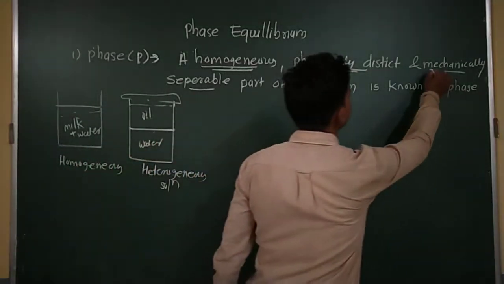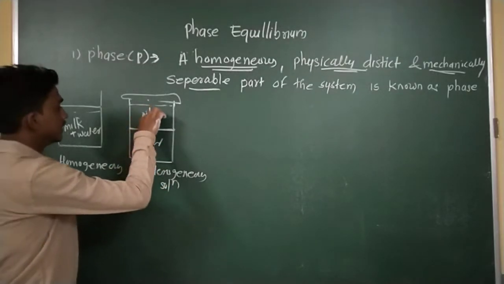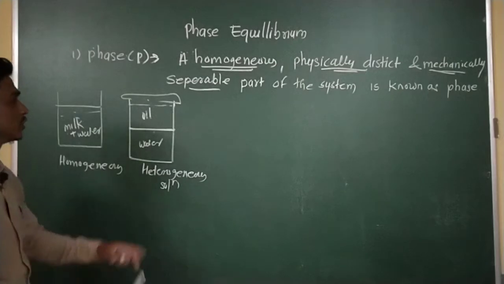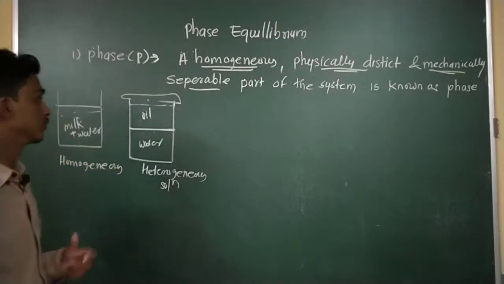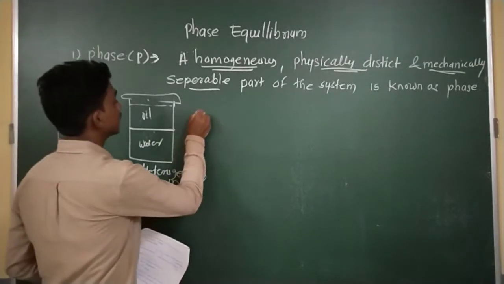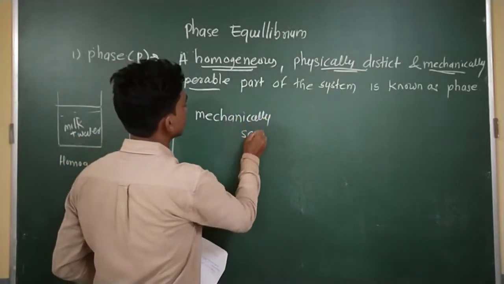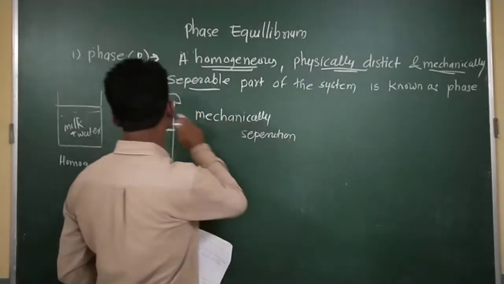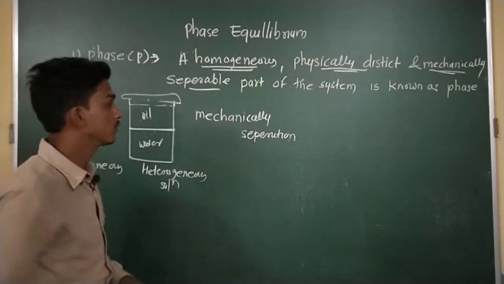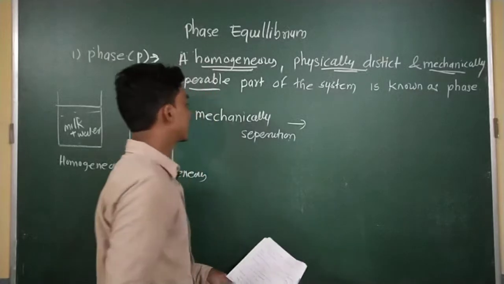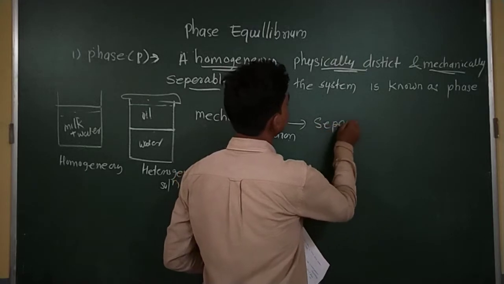And the last one is what? Mechanically separable part. If this is a heterogeneous solution, oil and water molecules, we have to separate them mechanically. Mechanically separable part means mechanical separation. If I want to separate oil from water molecules, or water from oil molecules, can I separate this mechanically? Mechanically separable parts means we have to use a separating funnel.